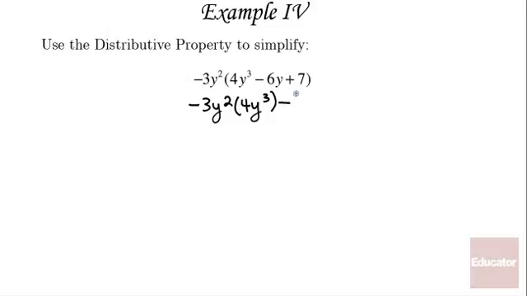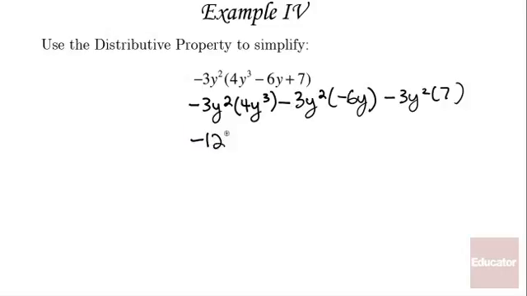Minus 3y squared times negative 6y, minus 3y squared times 7. Now, just carefully going through each of these, since it's a little bit more complex, I have negative 3 times 4. Simple enough, that's 12. Remember that if I'm multiplying y squared times y cubed, what I'm going to do is add the exponents. And that's going to give me y to the 5th.